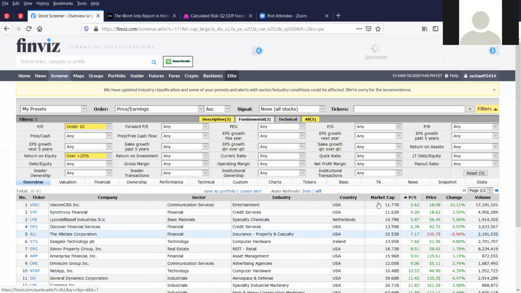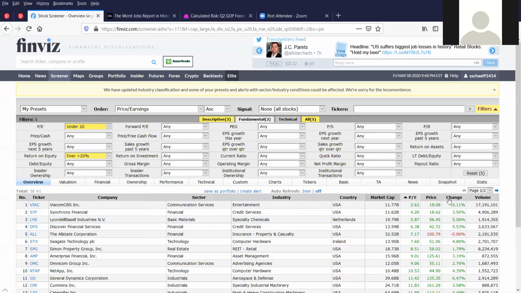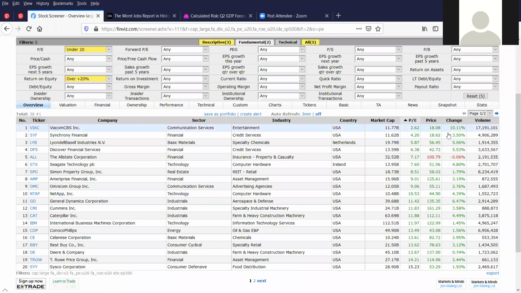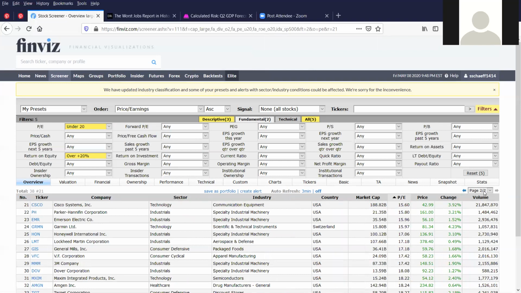It also has the market cap over here and the percent change today, Friday, May 8th, and the volume. There are 38 companies in this list. This is page 1 of 2. There are 20 results per page. Let's go to page 2 using the arrow key over here, or you can actually click on page 2 or 1 if we wanted to go back.